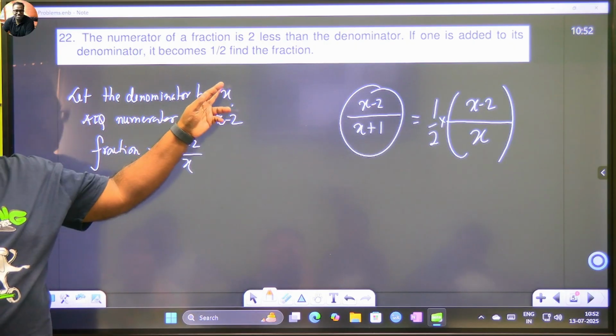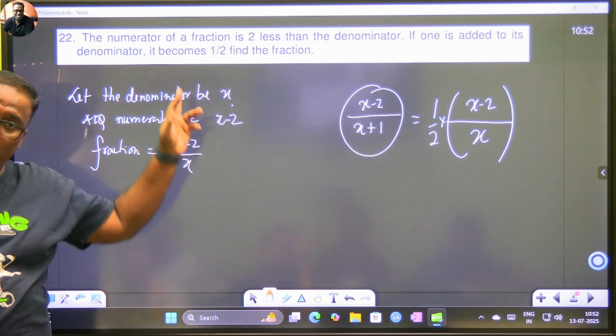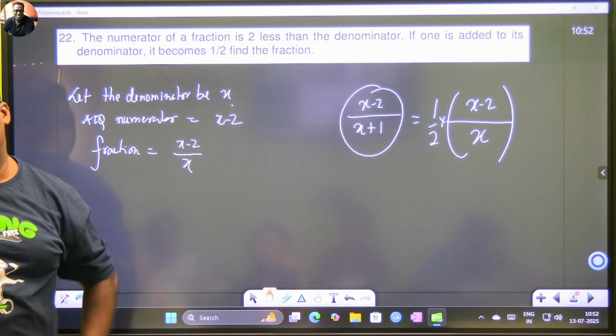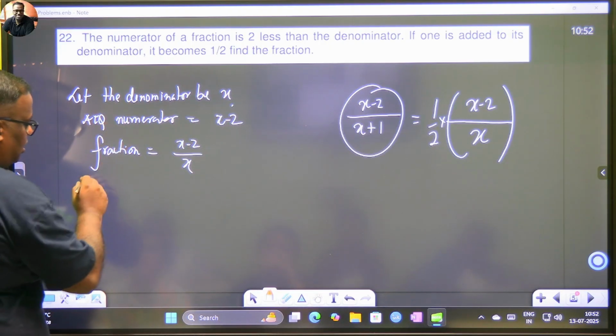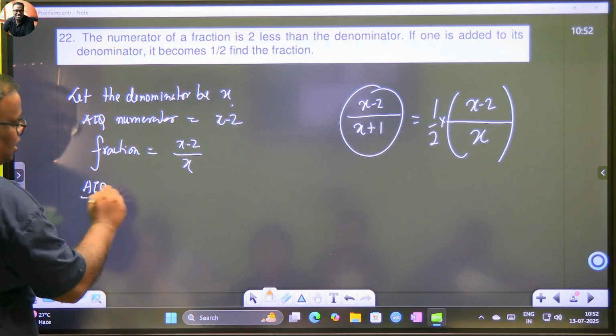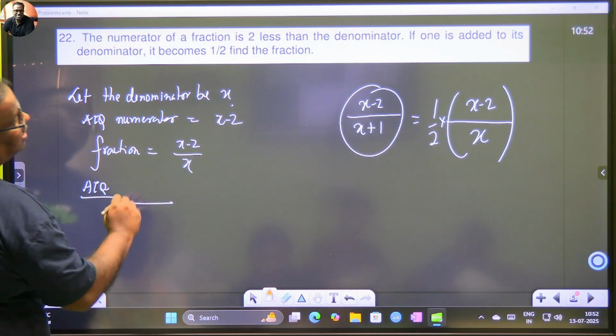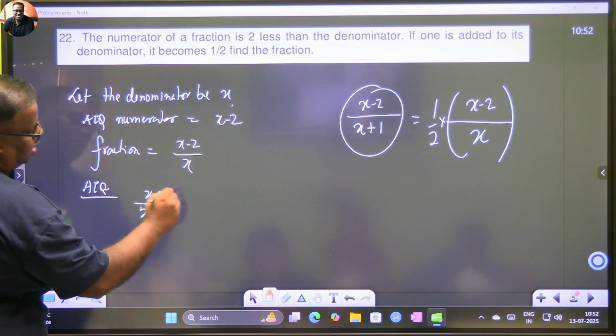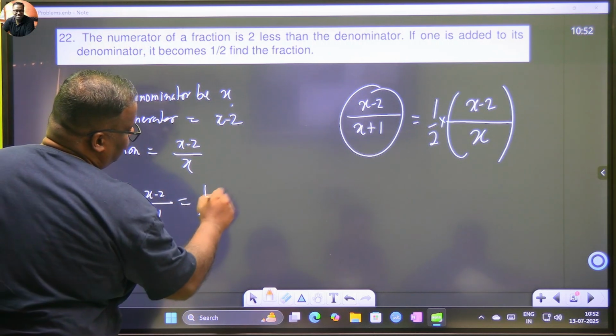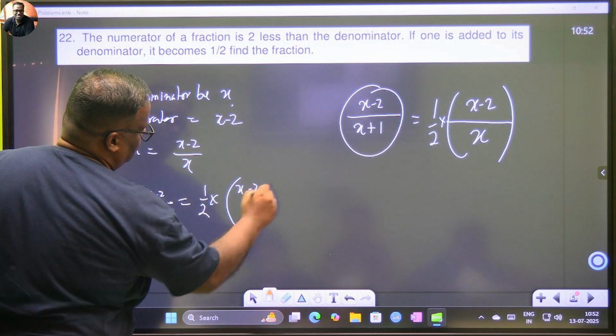Because this is what is visible first, right? If you copy garbage, you will get garbage. GIGO. This chapter is garbage in, garbage out. Okay, so you got a fraction. Now again, expert question. What have they said? That if you add 1 to the denominator, very good, it becomes half of the original fraction, (x minus 2) by x.